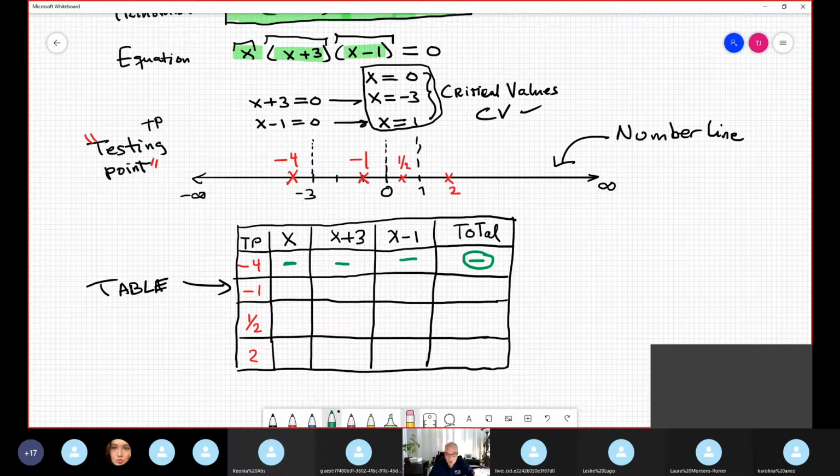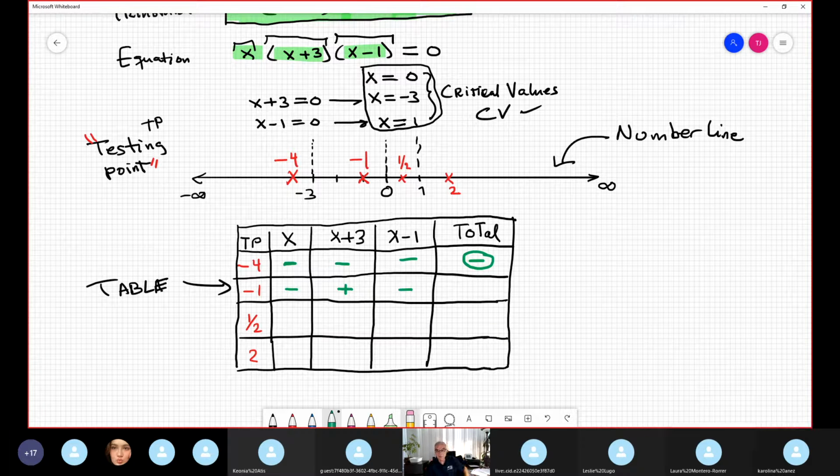-1 now. -1 is obviously negative, bang. -1 is positive, because -1 plus 3 is positive too. And -1 is negative again, too negative. And that is super easy to understand. When you have 3 negatives, bang, bang, bang, the answer is negative.